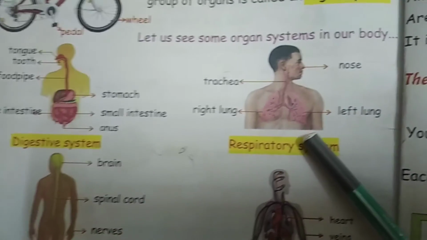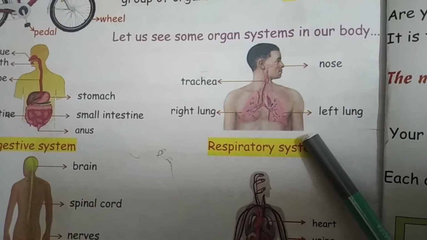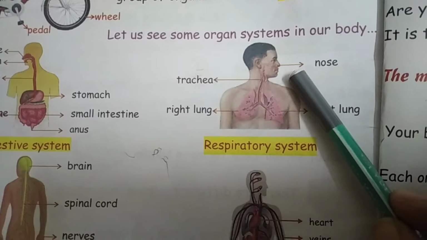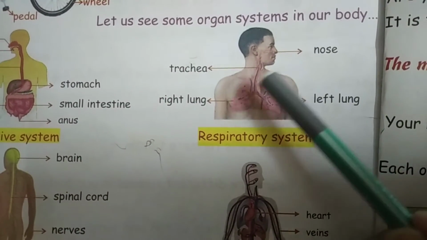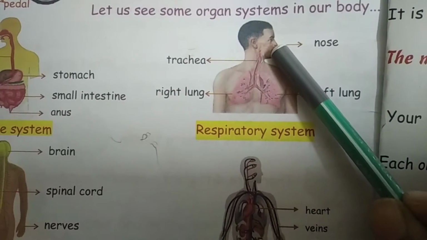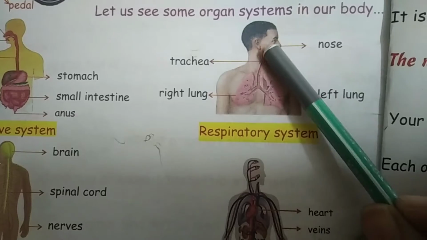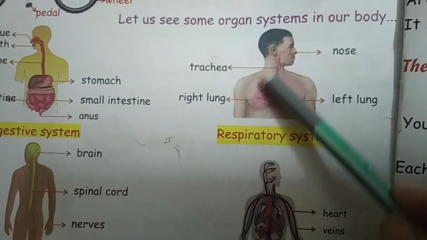Now moving to the next one, the respiratory system. What do you mean by the respiratory system? Whatever air we take in will go into the lungs and then mix with the blood, children. And through the nose only we take the air, right? So the nose, and the trachea is similar to this food pipe, the air pipe.